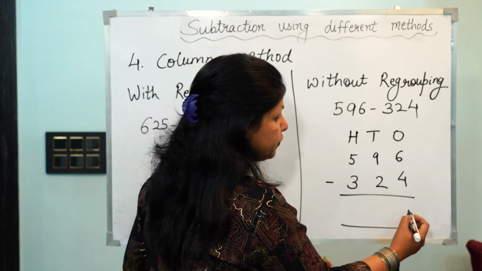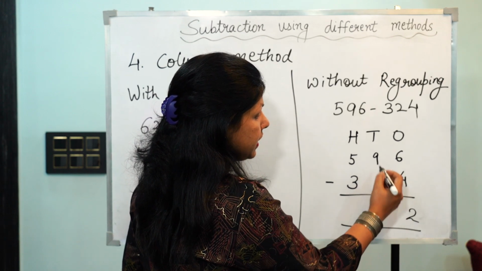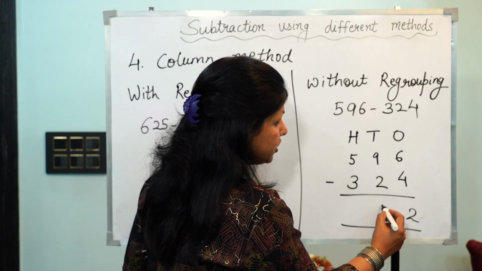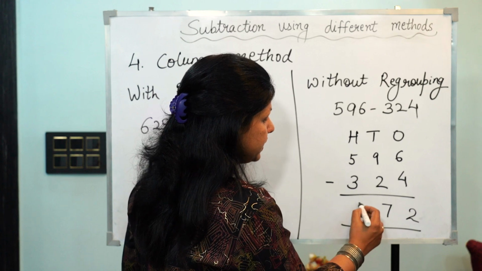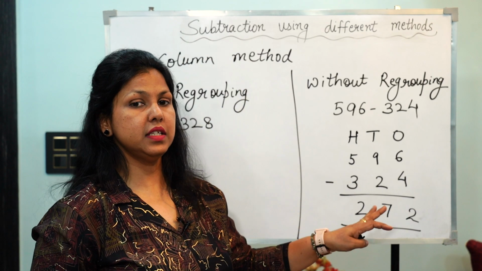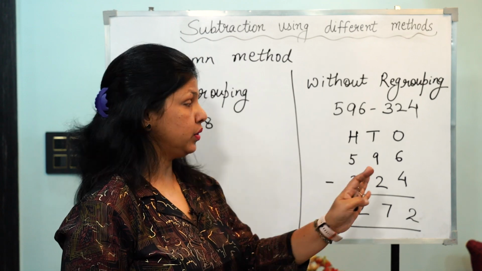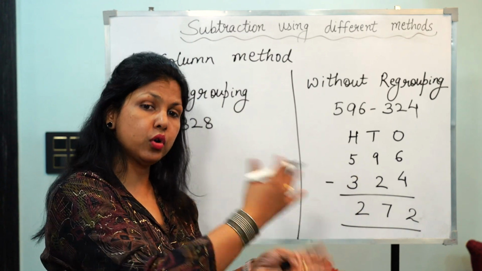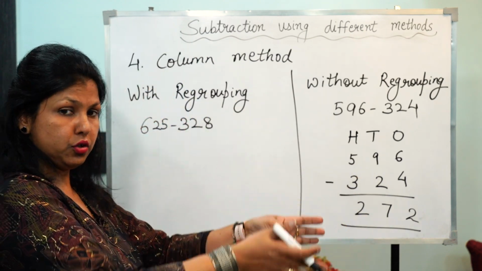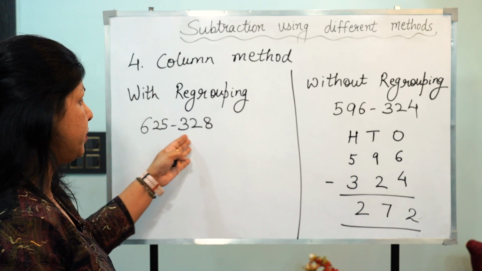What is 6 minus 4? 2. 9 minus 2? 7. And 5 minus 3? 2. So this is very simple. We are going to subtract the subtrahend from the minuend without any regrouping, without taking any borrowing. Now, what is borrowing? I will show you that in this with regrouping method.